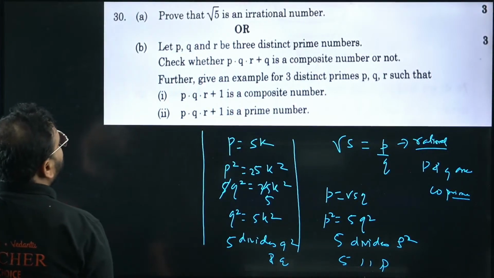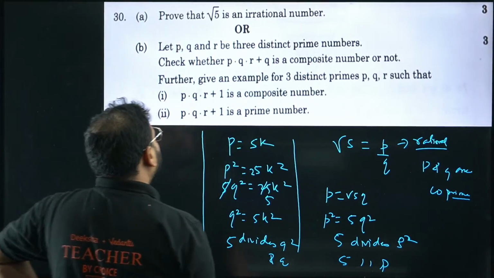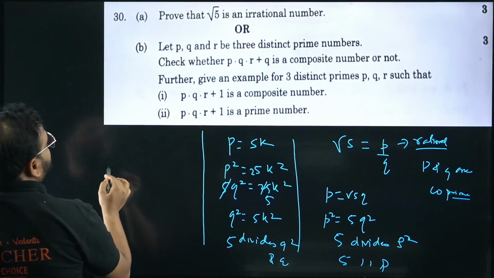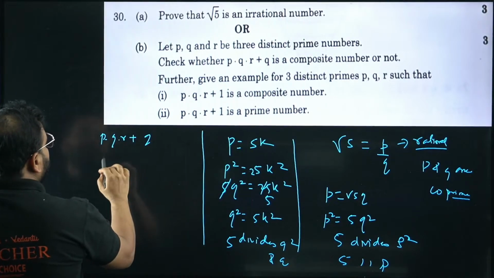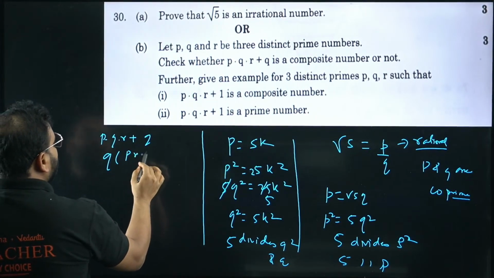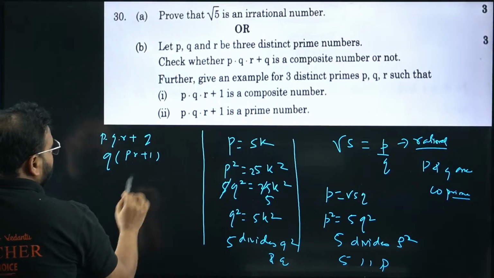Next what we have, sir, p, q, r are 3 distinct prime numbers. They're saying p into q into r plus q is a composite number. We have to prove that. Okay, let's do it. What we have, p into q into r plus q is there, right? I can take q common, no? It will become, sir, q into pr plus 1, right? It's a composite number only, no?